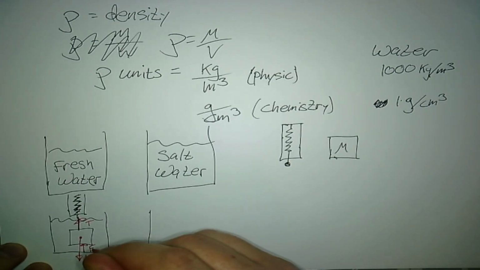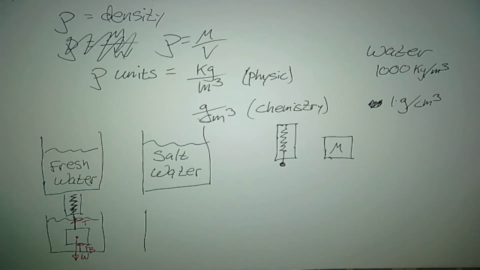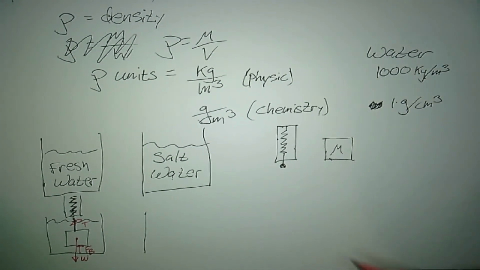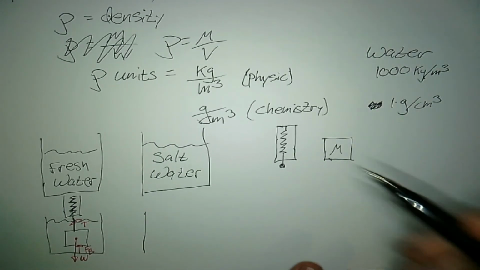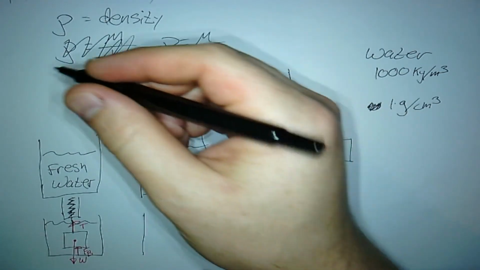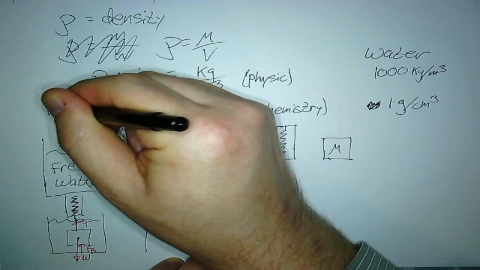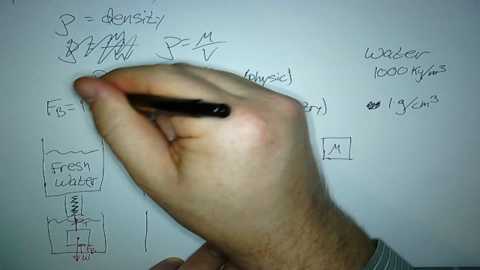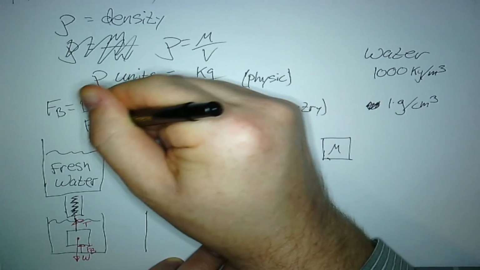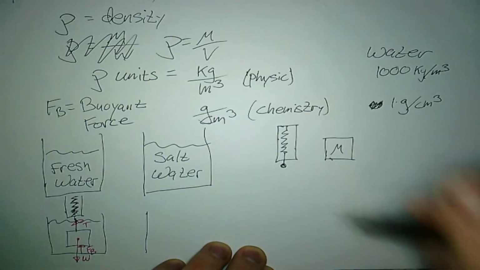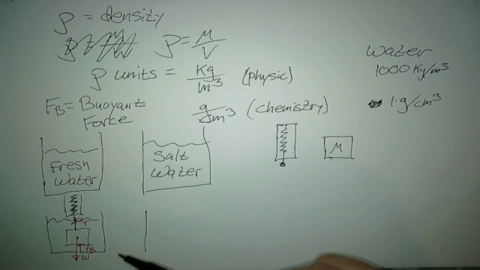I'm going to call it FB, or some people call it BF, some people just call it B, some people just call it F. So use whatever notation works. I think in your formula sheet, they actually just say F, but I'll have to check on that later. But FB is going to be the buoyant force. Let's write that down. Okay. So those are the three forces you're going to have.